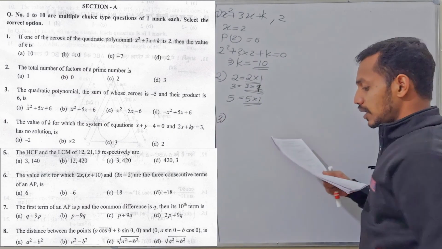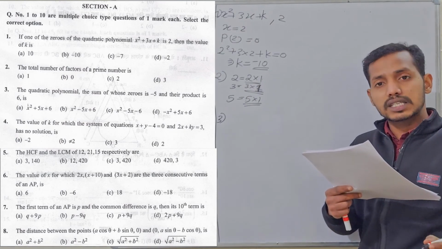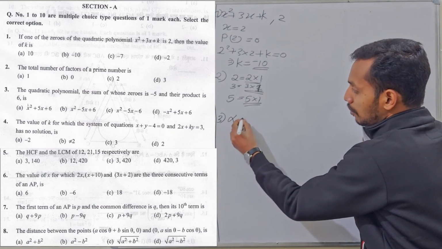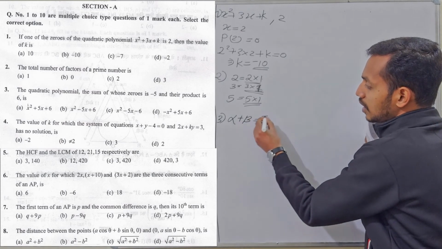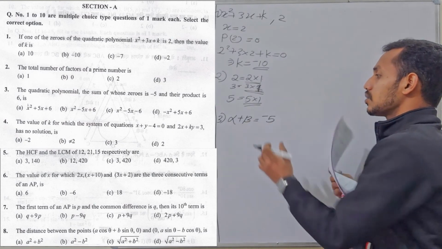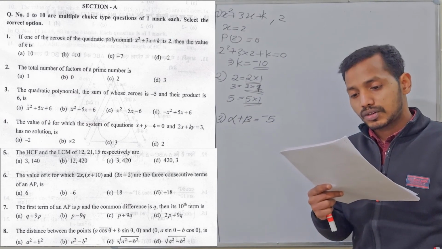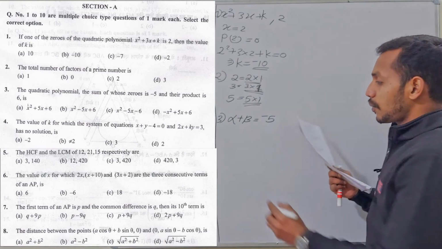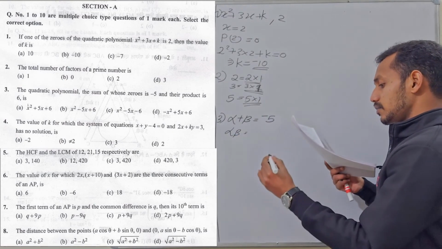Now in question number 3, the quadratic polynomial, the sum of whose zeros is minus 5. Let's consider alpha and beta are the zeros of the polynomial. So the sum of the zeros, alpha plus beta, is equal to minus 5. Sorry, this is not a quadratic equation, it is a quadratic polynomial. And their product, alpha into beta, is equal to 6.